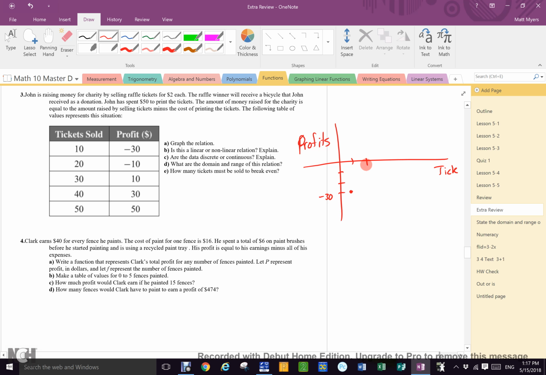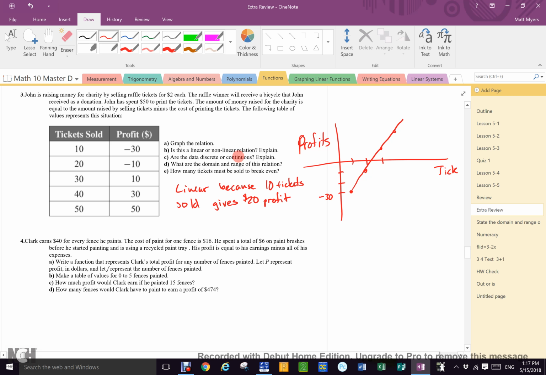When he's at 20 tickets, he's at negative 10. When he's at 30 tickets, he's at positive 10. When he's at 40 tickets, he's at positive 30. And so on. Is it linear or nonlinear? It's linear. Because 10 tickets sold gives $20 profit.